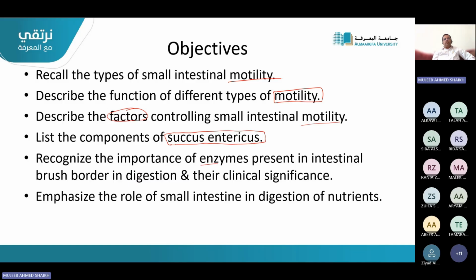Coming to digestion, how is the digestion of different types of food particles occurring in the small intestine? What is the role of the brush border in digestion, and what is its clinical significance? Digestion of different types of nutrients we will discuss in this lecture, followed by the next lecture, which is part 2 of the small intestine. The remaining thing, absorption of the different food particles, we will discuss.